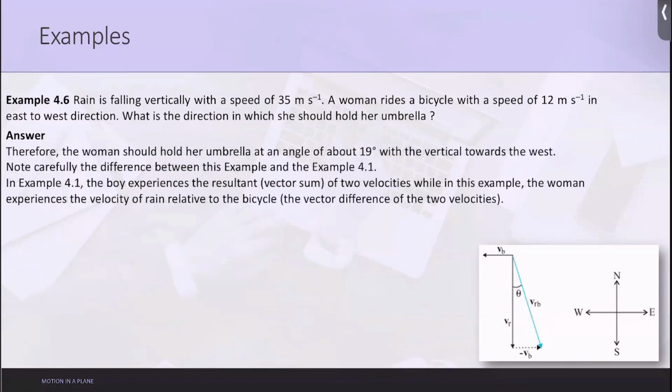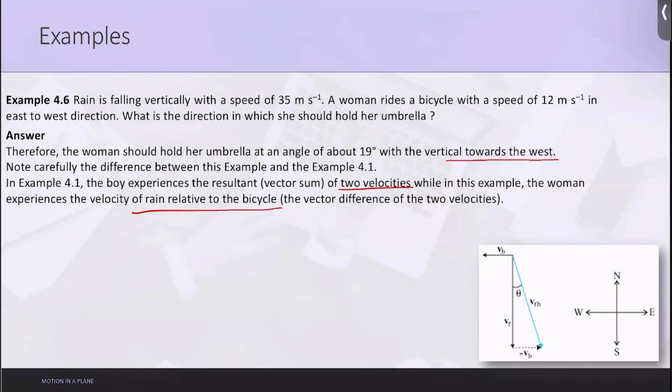Fine. Therefore, the woman should hold her umbrella at an angle of 90 degrees with the vertical towards the west. Note carefully the difference between this and example 4.1. That was the example which you understood. In example 4.1, the boy experienced the resultant of two velocities, while in this example, the woman experienced the velocity of rain with respect to the bicycle.